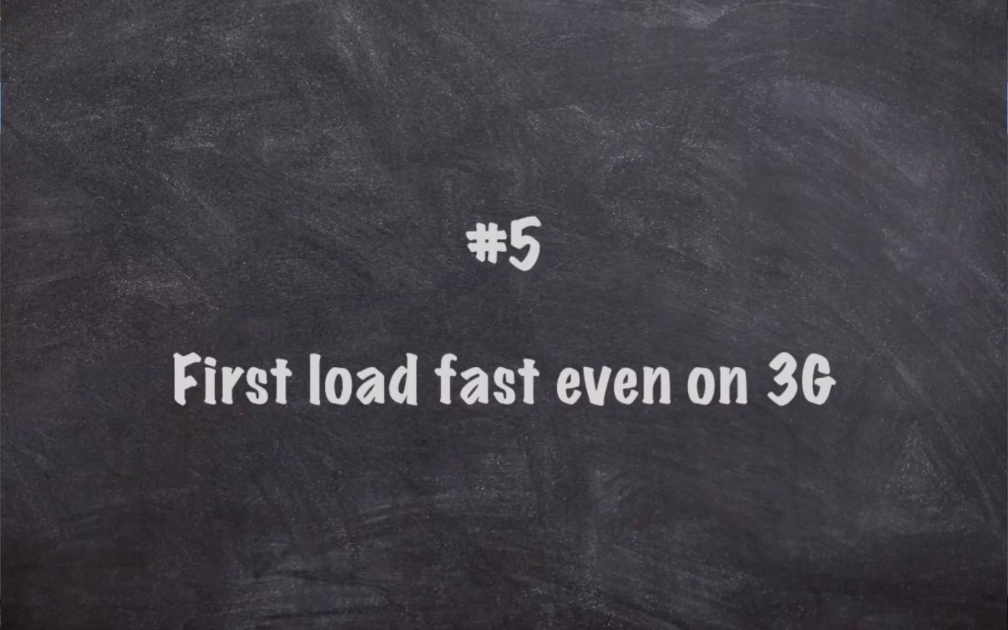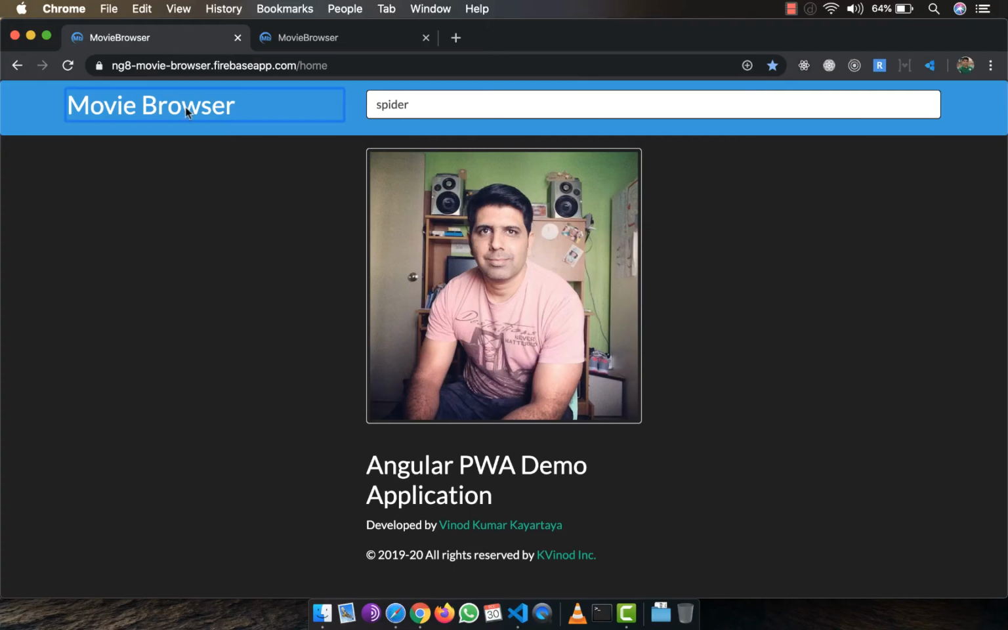Number 5 feature of a progressive web application is the first load must be fast even on a 3G network. And this is ensured using our Angular single page web application concept, where the initial component is typically the home component like this, which is very lightweight. As well, you can do something called lazy loading of components, and this feature is very much provided by Angular itself.